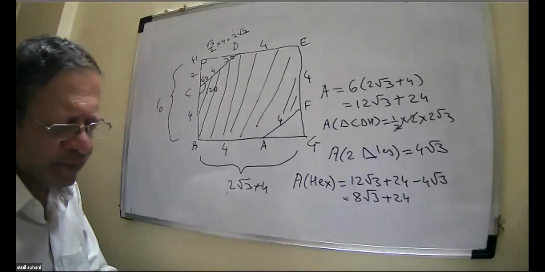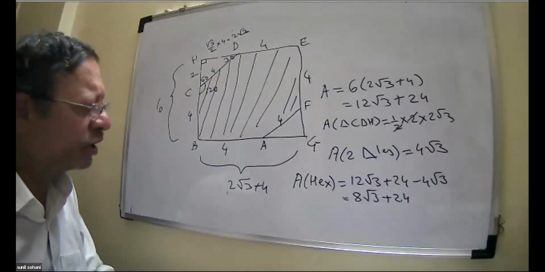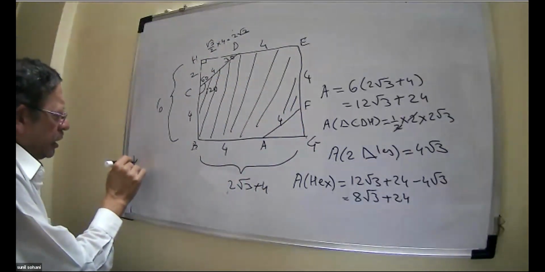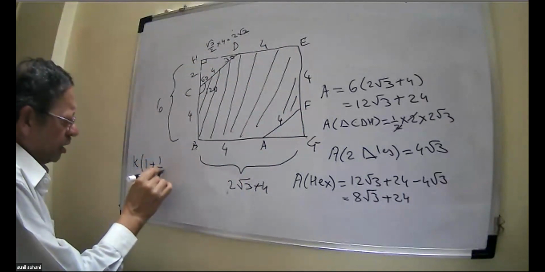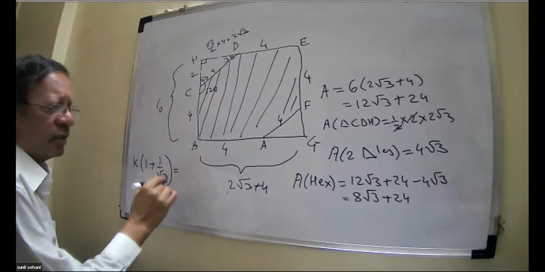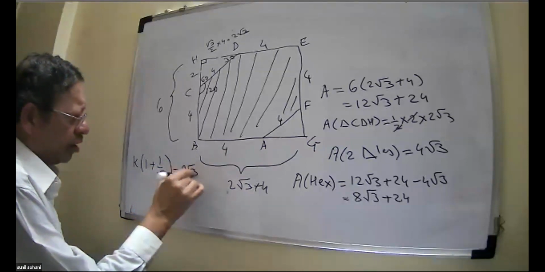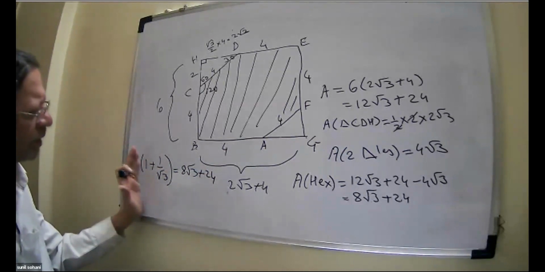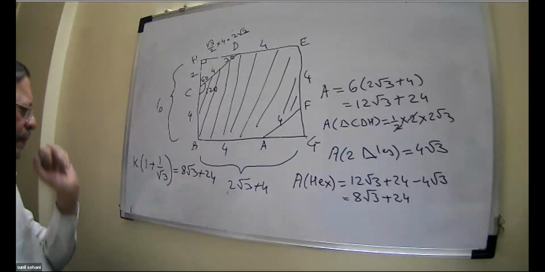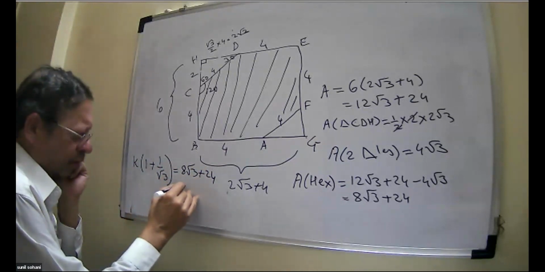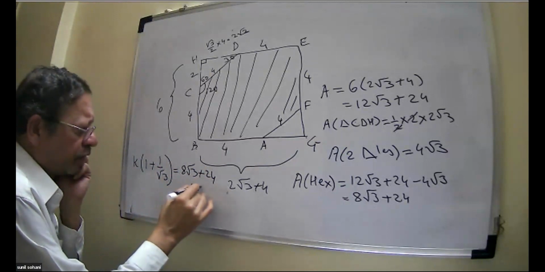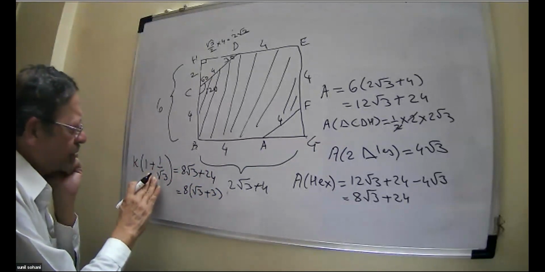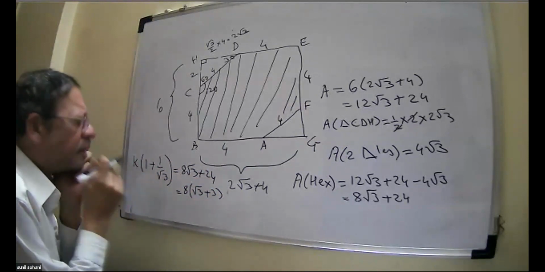Now if I look at the question, they say the area of the hexagon is k times 1 plus 1 upon root 3. So let me write this information here. K times 1 plus 1 upon root 3 is the area of the hexagon, and our answer is 8 root 3 plus 24. Now somehow we have to match the requirement on the left hand side by doing some modification on the right hand side. So I can see here 8 is a common thing. Then we are left with root 3 plus 3. Still it is not matching the requirement of the bracket. The bracket is 1 plus 1 upon root 3.